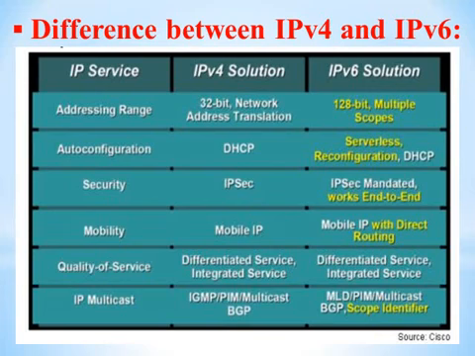The last parameter of IP service is IP multicast. Here in IPv4 there is IGMP, that is Internet Group Management Protocol, as well as PIM and multicast BGP. Whereas in IPv6 there is MLD, PIM, multicast BGP, and scope identifier is also present in IPv6. So this is the basic difference between IPv4 and IPv6 along with the IP service parameters.